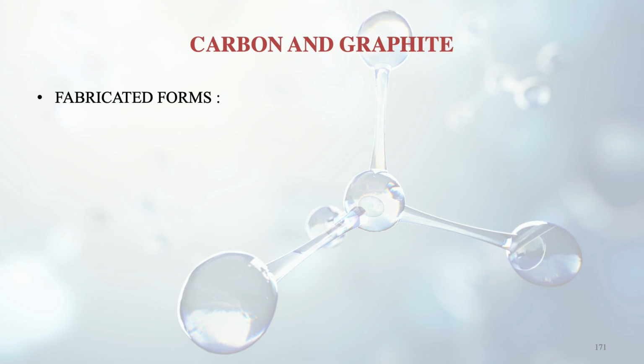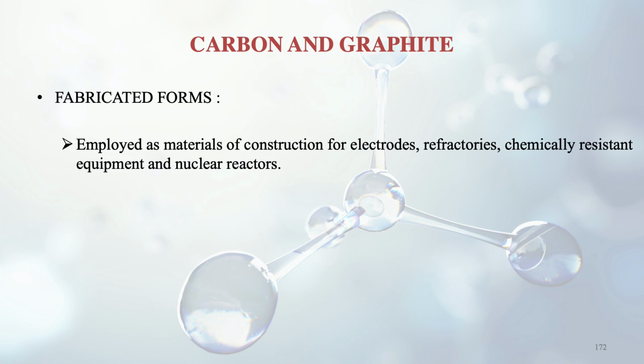Carbon and graphite are also used in industry in both fabricated and non-fabricated forms. In fabricated forms, they are employed as materials of construction, like electrodes and refractories, and also chemically resistant equipment and nuclear reactors.